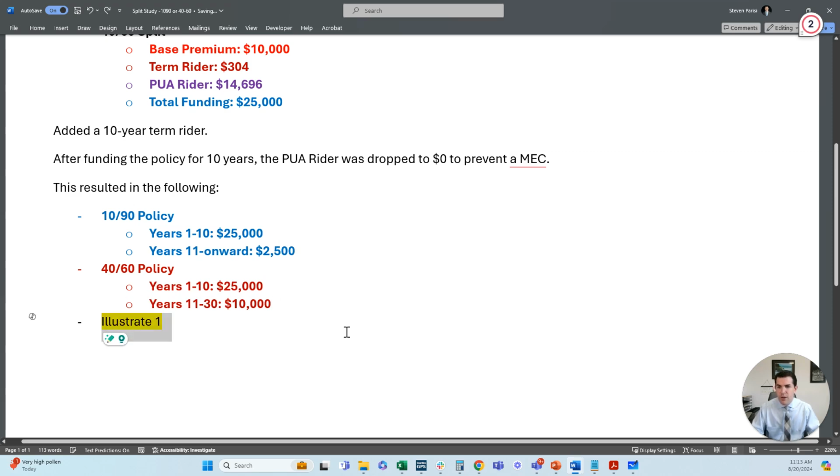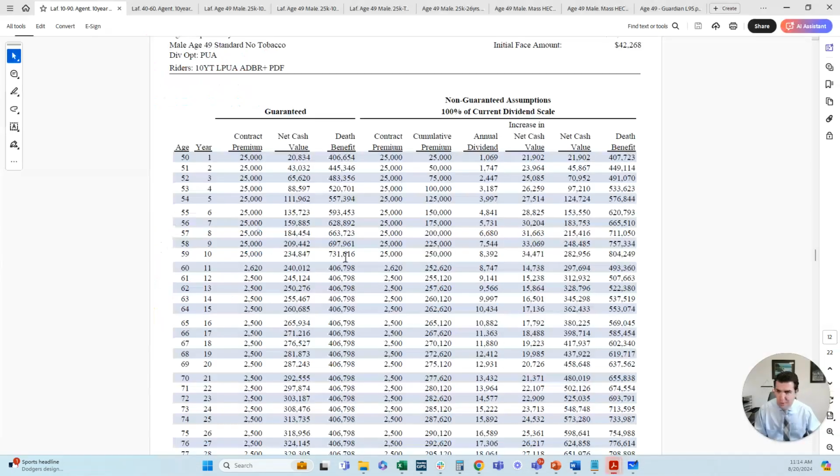Okay, let's illustrate this. First, we'll look at the actual illustration, and then we'll look at a side-by-side on Excel. That typically helps me just go through everything. So, first we've got the illustration. 49-year-old male, standard non-tobacco. This is the 10/90 policy. The funding, $25,000 per year for 10 years. And then after that, we've got $2,500 per year. We can see that the term rider drops off here when we look at the net death benefit. Look at it go up, go up, go up, go up. And then after the 10th year, it drops. That's because term insurance was dropped.